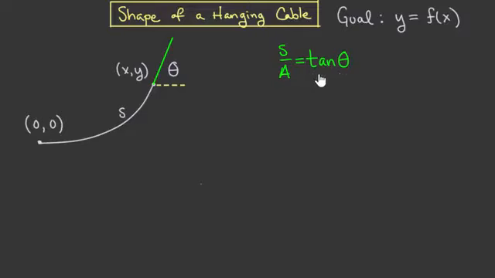So in the last problem, I asked you to think about what tan theta means in terms of our picture. And hopefully you were able to deduce that tan theta is the slope of the tangent line to this curve at the point (x, y). In other words, tan theta is equal to f prime of x, which I'm going to write as y prime for simplicity. So now we have something that is starting to look a bit like a differential equation. We have that s over a is equal to y prime.